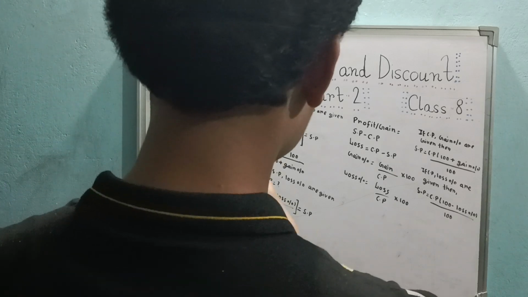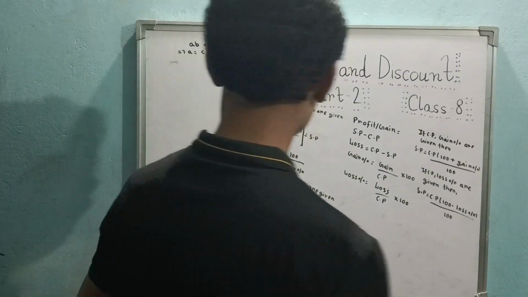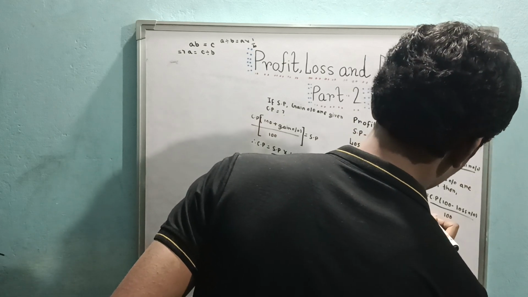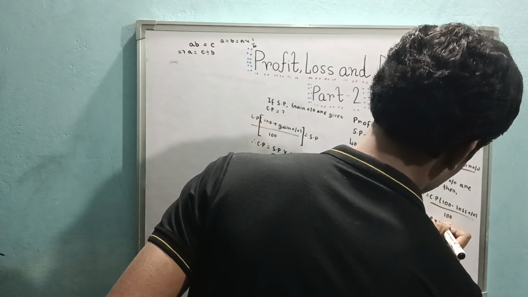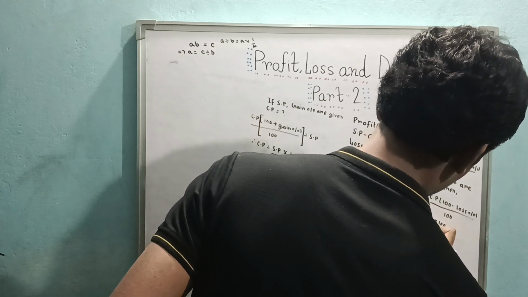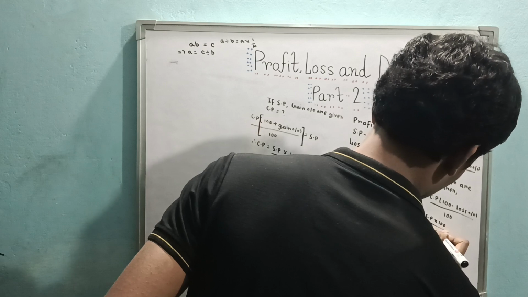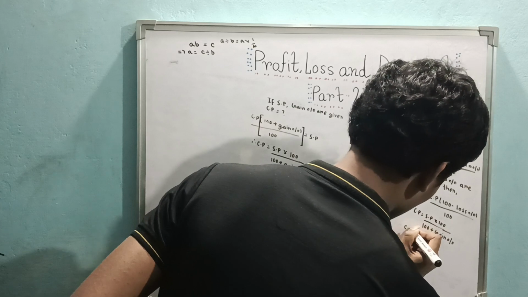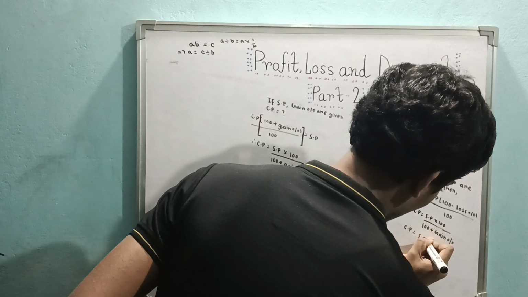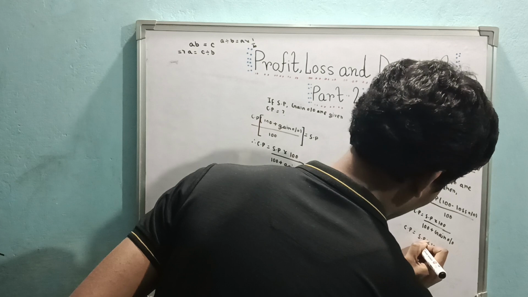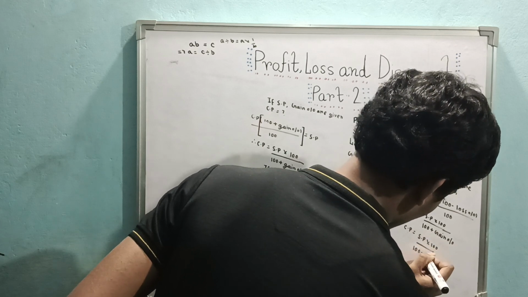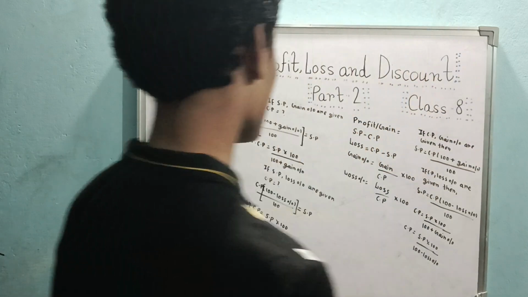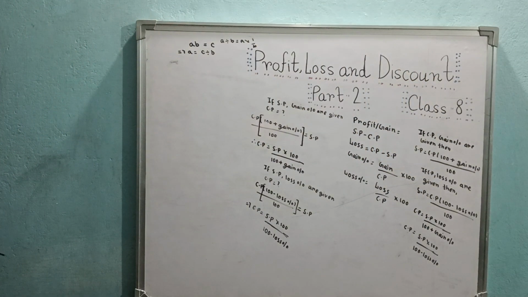So now these two formulas come this side. So what we learned: CP equal to SP multiplied by 100 by 100 plus gain percent. But if your loss percent is there, then CP equal to SP multiplied by 100 by 100 minus loss percent. Alright. Now, we spent a lot of time on formulas. So, what will we do now? We will get right into the sums.